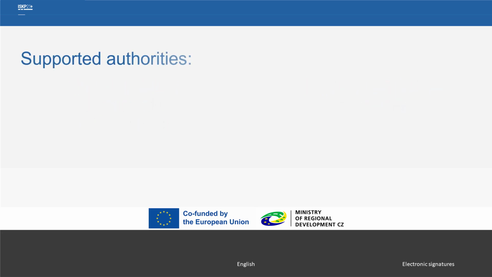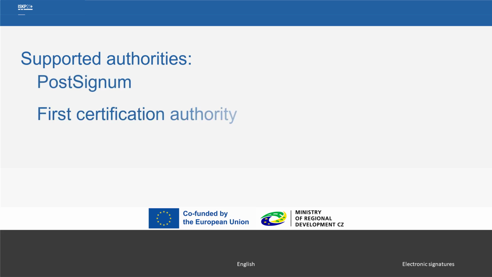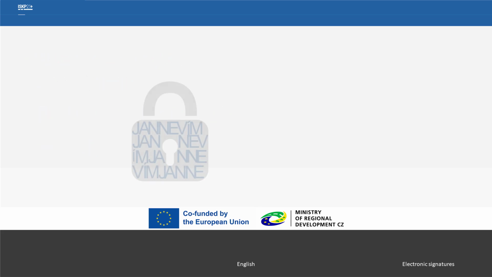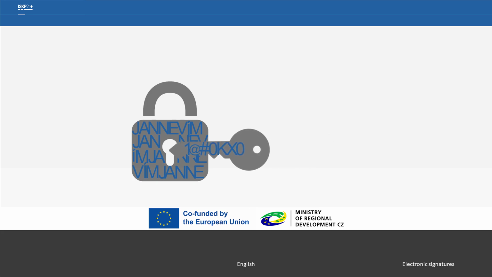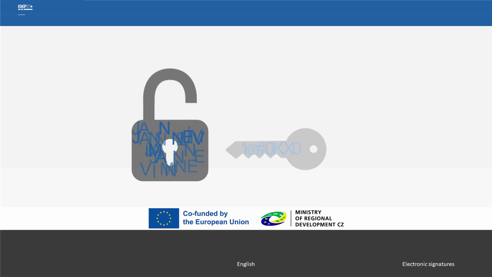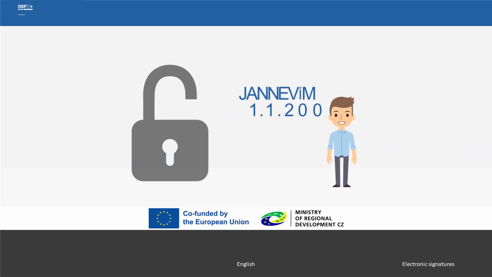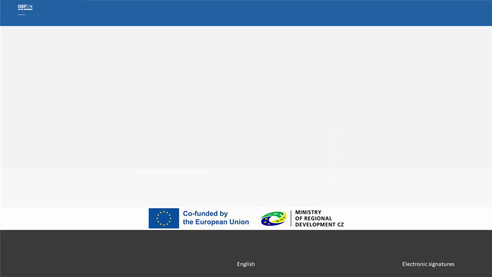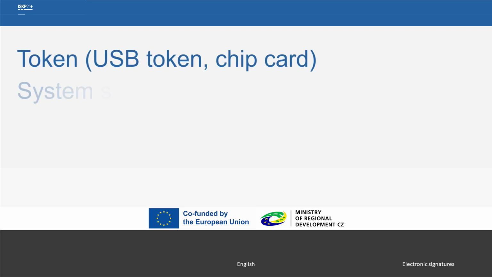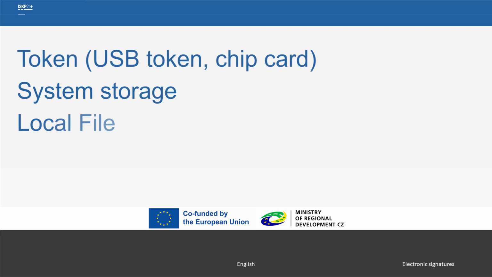Only a qualified personal certificate issued by an accredited certification service provider may be used in the system. The supported authorities include Post Signum, First Certification Authority, Identity. The MS21 Plus system supports the use of private keys. The private key is part of the certificate and contains unique encrypted data for establishing an electronic signature. It is used for guaranteeing the identity, and that is why it must not be shared. The private key may be stored using one of the following methods: token, system storage, local computer file storage.